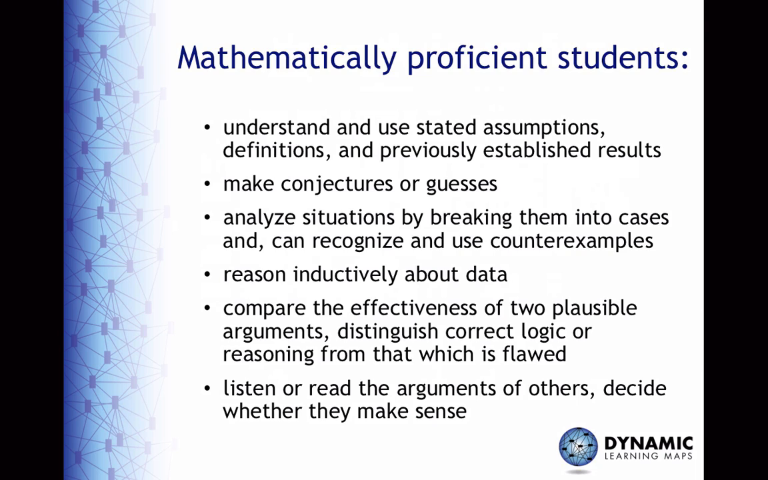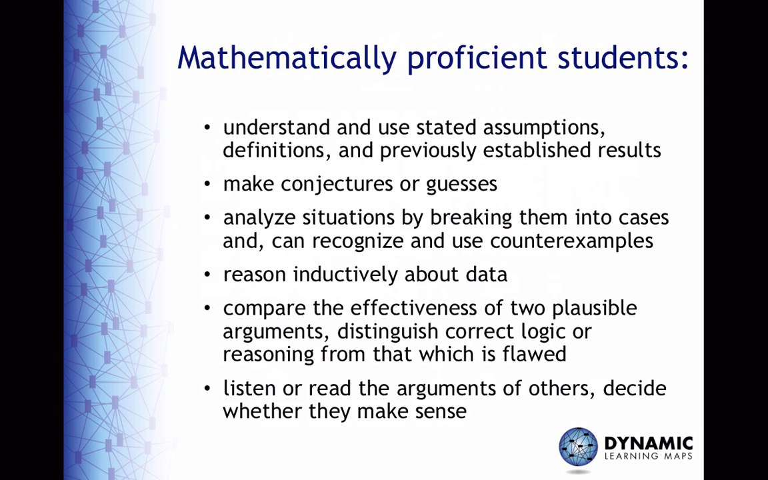For example, let's say that two students go to the store to buy a box of chocolates. The box of chocolates costs $8. If student A and student B both spend $4 each, then they could get the box of chocolates and they would share the box equally. However, if student A spent $6 and student B spent $2, the box of chocolates may not be shared the same way. These students are also able to compare the effectiveness of two plausible arguments, distinguish correct logic or reasoning, and if there is a flaw in the argument, explain why.